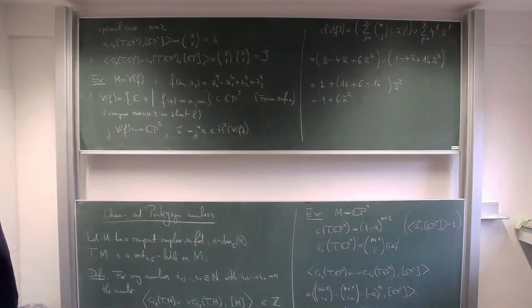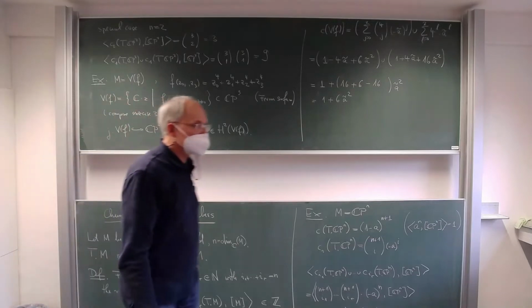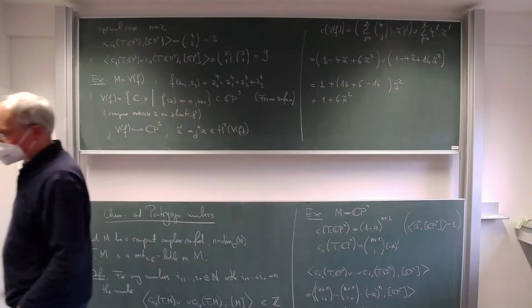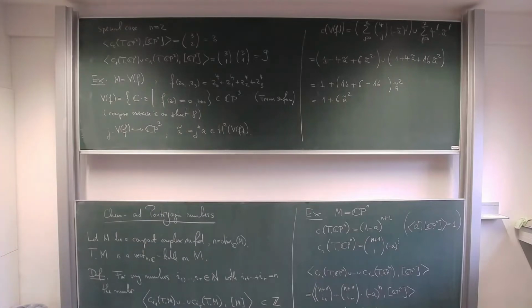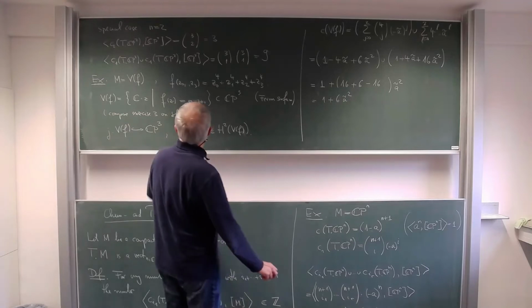And so what are the possible non-zero Chern numbers? How many are there? How many non-zero Chern numbers? So in case of CP2 it was 2, right? It was these two.